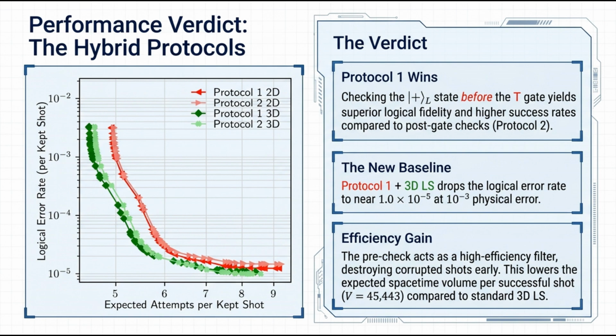Combining Protocol 1 with three-dimensional direct lattice surgery establishes the most competitive configuration, suppressing the logical error rate to near 1.0 times 10 to the -5. The pre-gate cultivation check acts as a high-efficiency filter that destroys corrupted shots early, reducing the expected spacetime volume per successful shot to 45,443. This represents a significant efficiency gain compared to unchecked three-dimensional lattice surgery.